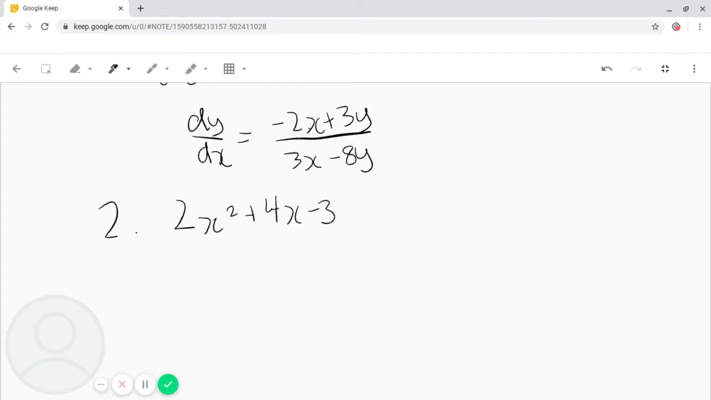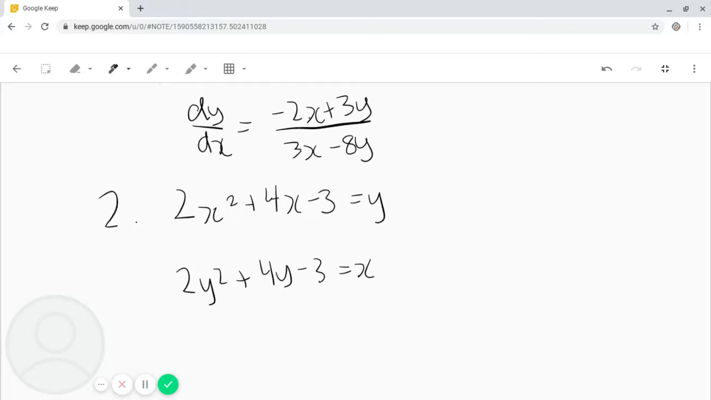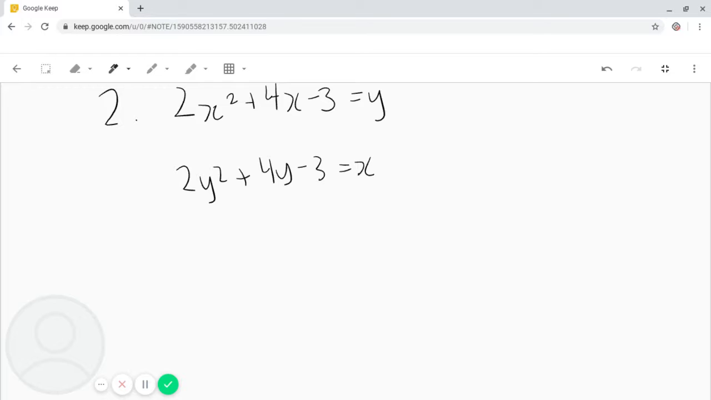So what we want to do first is define the inverse function. So let's say this equals y. So just flip x and y. So 2y squared plus 4y minus 3 equals x. And we know that x is 13. That's stated in the PowerPoint. So I'll just put this up here. So then 13 equals 2y squared plus 4y minus 3.